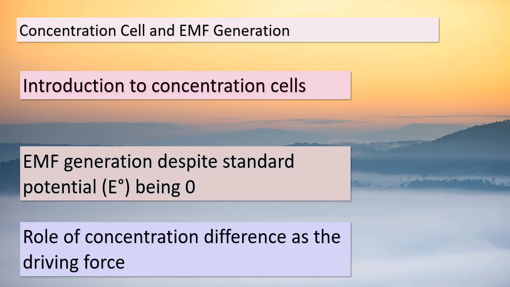Imagine two half cells, each with a different concentration of species. This concentration gradient acts as the driving force, leading to the creation of EMF. As the concentrations in both half cells eventually equalize, our trusty friend Q becomes 1, resulting in an EMF of 0. But don't let that fool you. The journey through concentration cells is nothing short of electrifying.